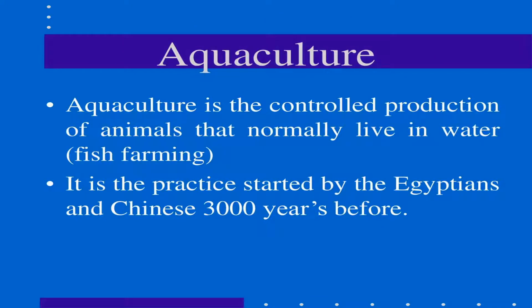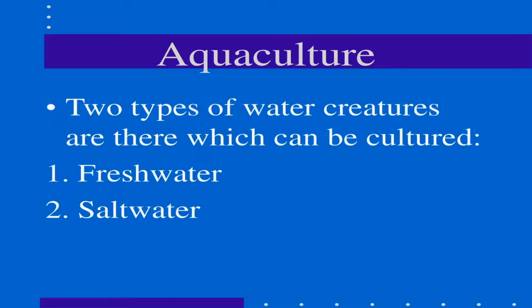Aquaculture is the controlled production of animals that normally live in water, that is, fish farming. It is the practice started by the Egyptians and Chinese 3000 years before. In aquaculture, water creatures are there which can be cultured. Now, it can be done in two ways. First, freshwater aquaculture, and the second is marine water or saltwater aquaculture.